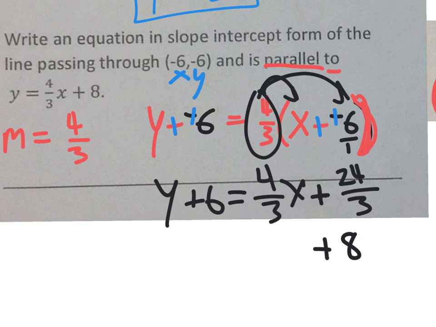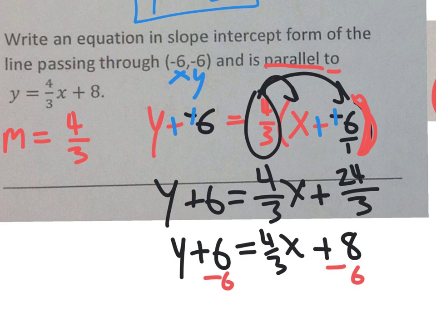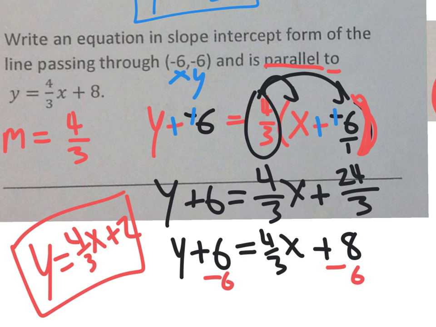And you're going to have y plus 6 equals 4/3 x plus 8. Let me subtract 6 on both sides, and I'm done. My equation is y equals 4/3 x plus 2. That's my final slope-intercept form equation. And that's what they're asking for, a slope-intercept form equation.